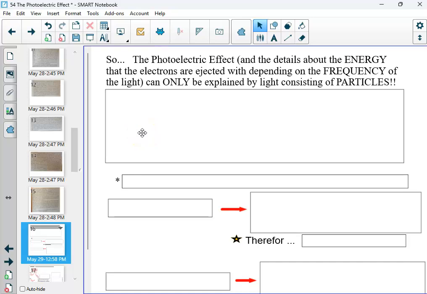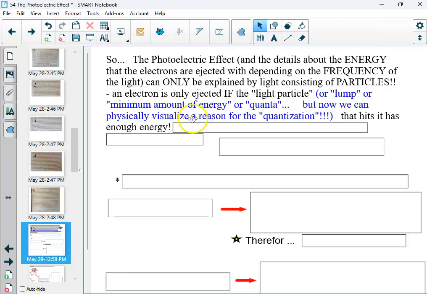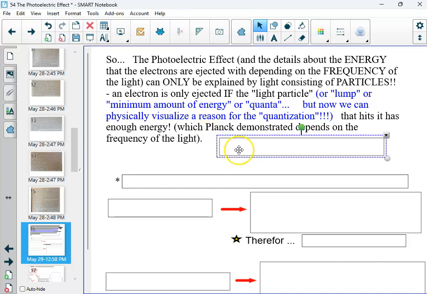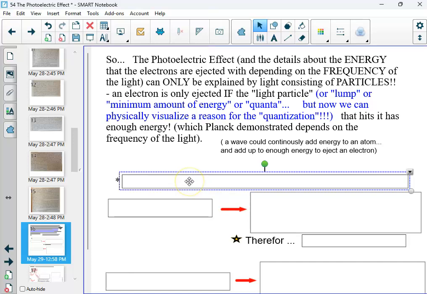So yeah, the photoelectric effect and the details about the energy and the electrons, how they're ejected depending on the frequency of light, can only be explained by light consisting of particles, right? An electron is ejected if and only if the light particle, or the lump, or the minimum quanta, that hits it has enough energy, which Planck demonstrated and Einstein confirmed, depends on the frequency. So a wave could continuously add energy to an atom, just keep contributing energy until it finally gets enough and ejects an electron. That doesn't happen. So wave theory is not working.